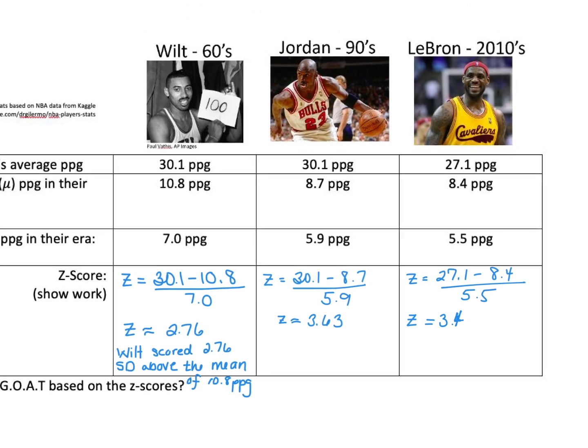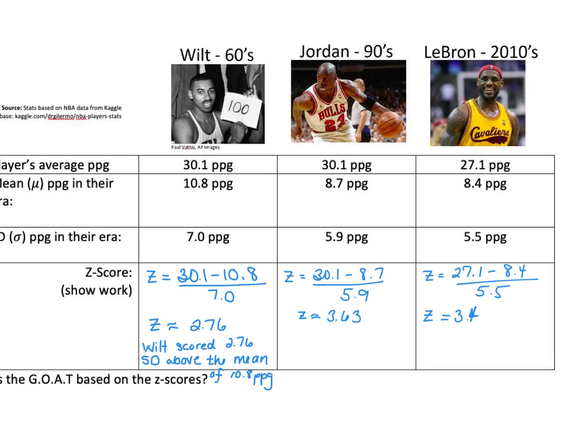So what's this showing us? All 3 players are definitely unusual compared to the other players at their time. How unusual? Well, we can see that Jordan is the most unusual.